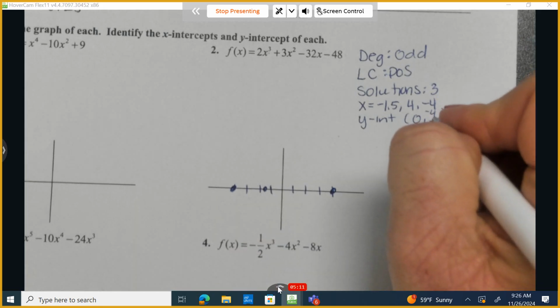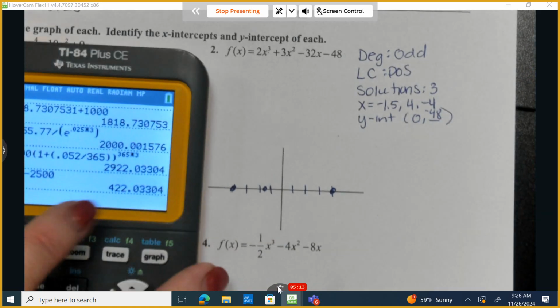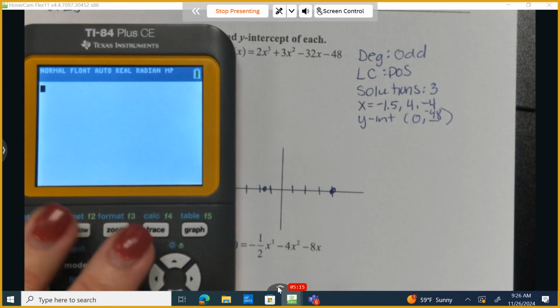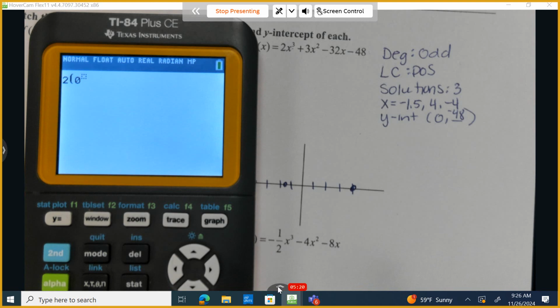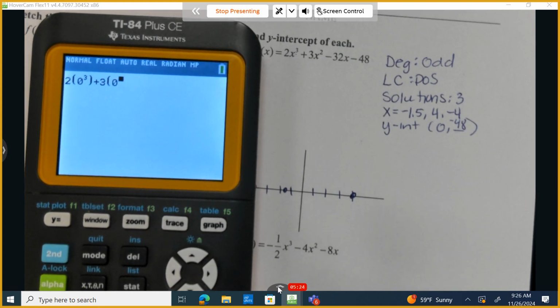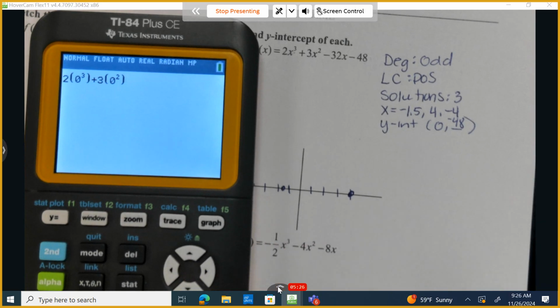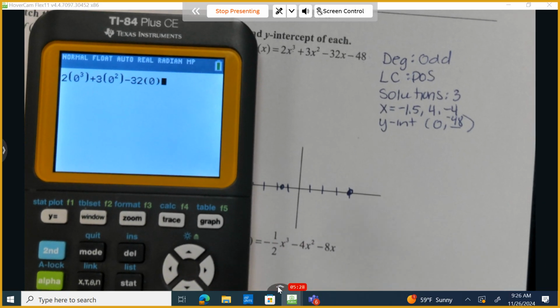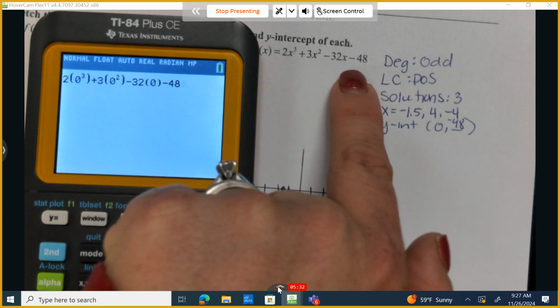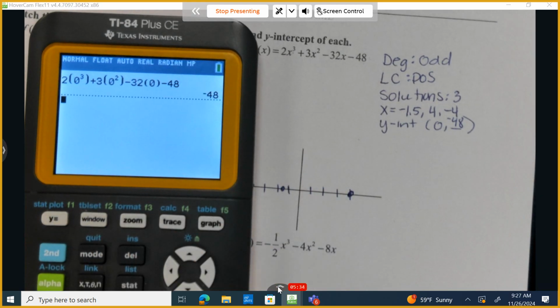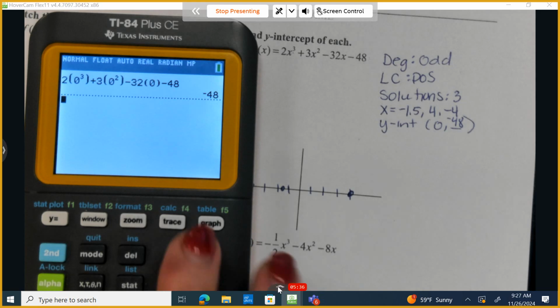Now, not all people feel comfortable with that math, and so you don't have to do this, but I do want to recognize here's how it could work. So I could go 0 to the third power, and then I could go plus 3 times 0 squared, and minus 32 times 0, and then I'm going to go minus 48. So I just plugged in this original function and replaced all the x's with 0. We get the same answer of negative 48.